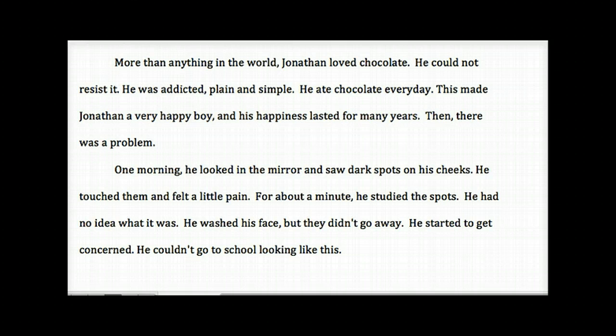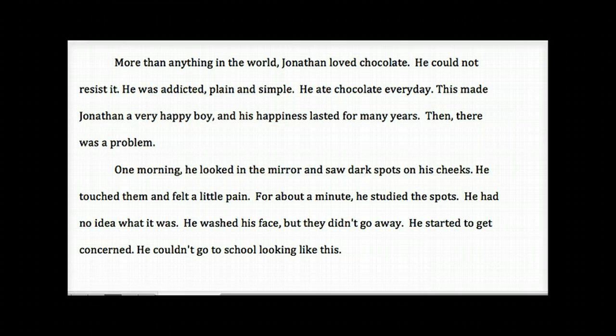Then there was a problem. One morning he looked in the mirror and saw dark spots on his cheeks. He touched them and he felt a little pain. For about a minute he studied the spots. He had no idea what it was. He washed his face, but they didn't go away. He started to get concerned. He couldn't go to school looking like this.